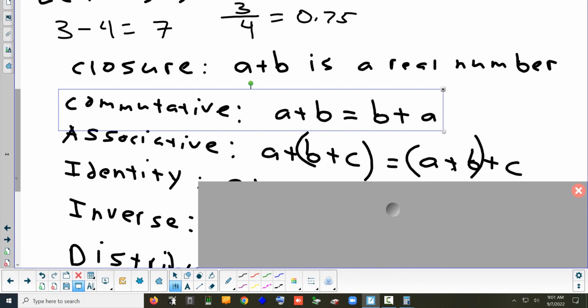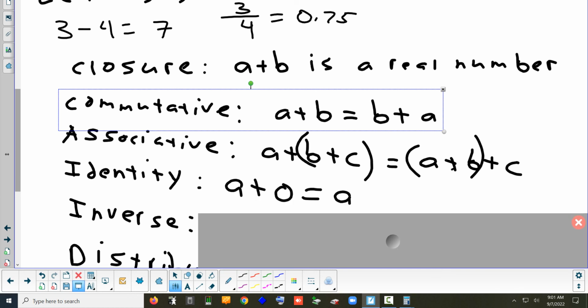Okay, identity property. The identity property is something you can do to a number, and it doesn't change it. So what would be the identity property for addition? What could you do to a number that doesn't change it? Yes, Lauren? Yeah, you could add 0. So if you add 0, it stays the same. Now, would that be the same for multiplication? Multiply by 0? No, what would it be for multiplication? Yeah, you multiply by 1. That'd be the identity property for multiplication. But that's for addition.